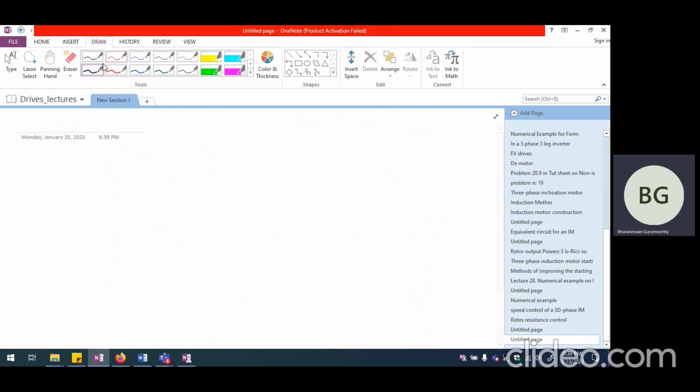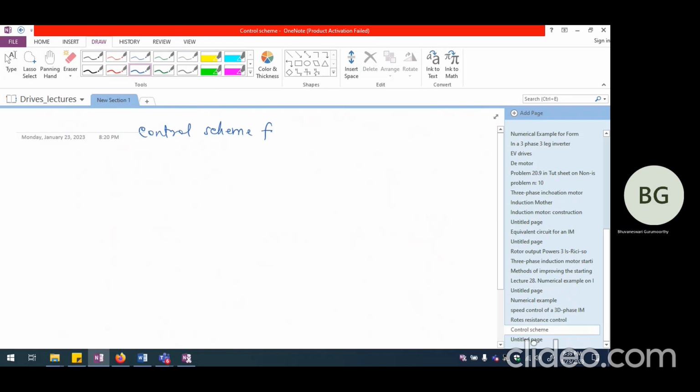So if we are looking at the overall control scheme, how it is designed. So let us say control scheme for static rotor resistance control.